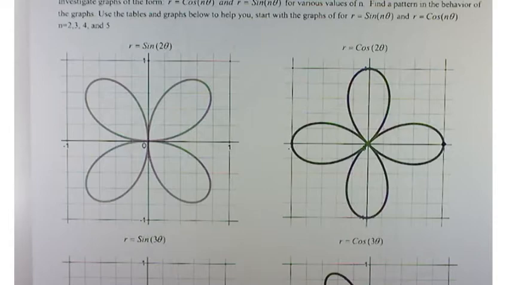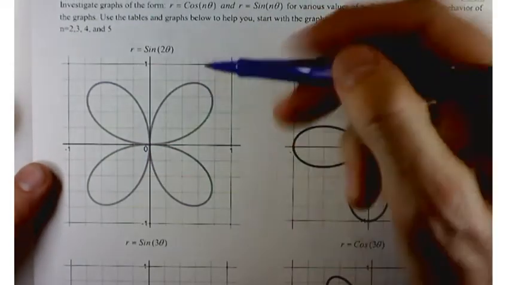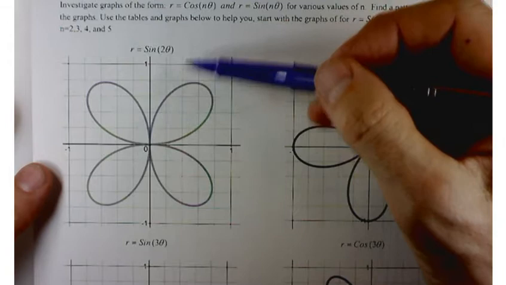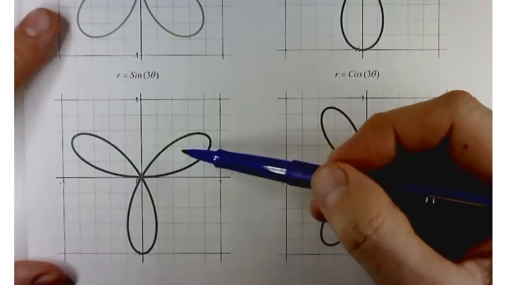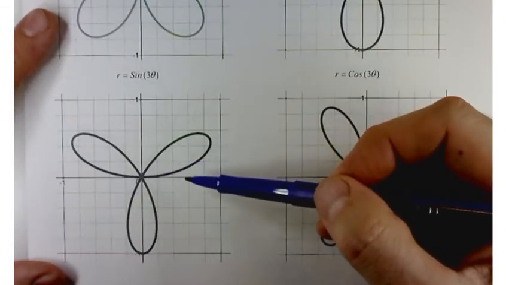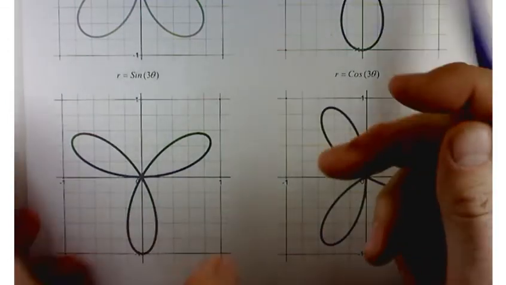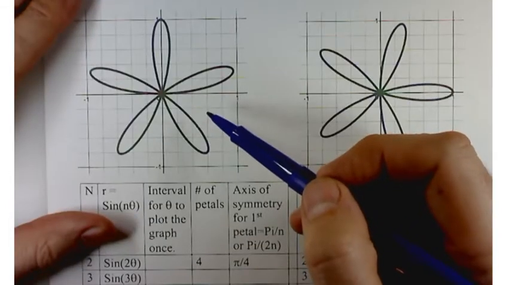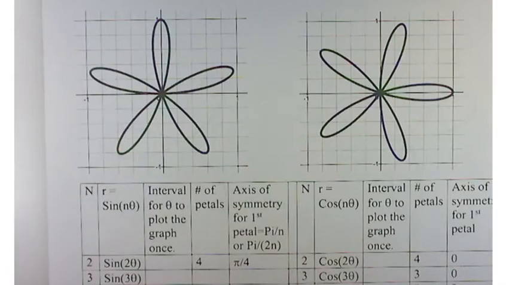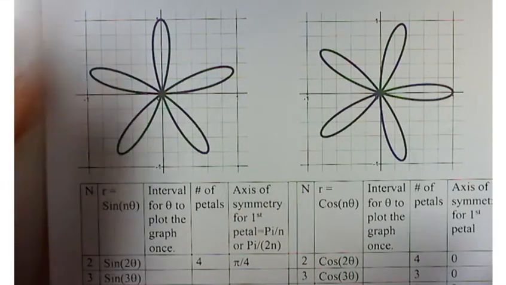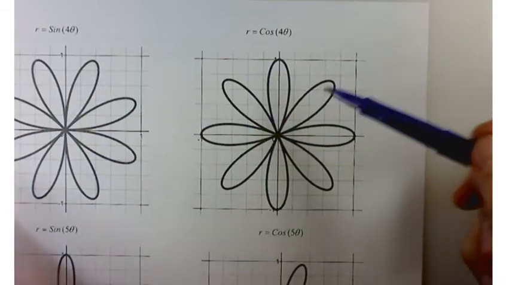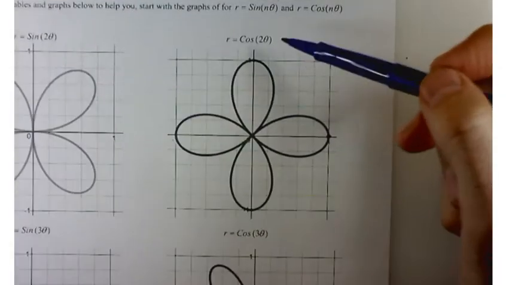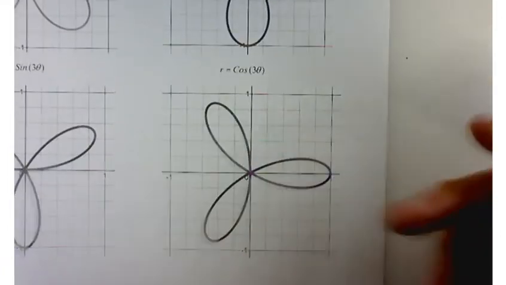Take a minute and see if you can't figure out the pattern. Because we go from sine of 2 theta has 4 leaves, but then sine of 3 theta only has 3 leaves. Sine of 4 theta has 8 leaves, but sine of 5 theta only has 5 leaves. So what's going on? And you can see the same thing happens for cosine. Cosine of 2 theta, cosine of 3 theta.